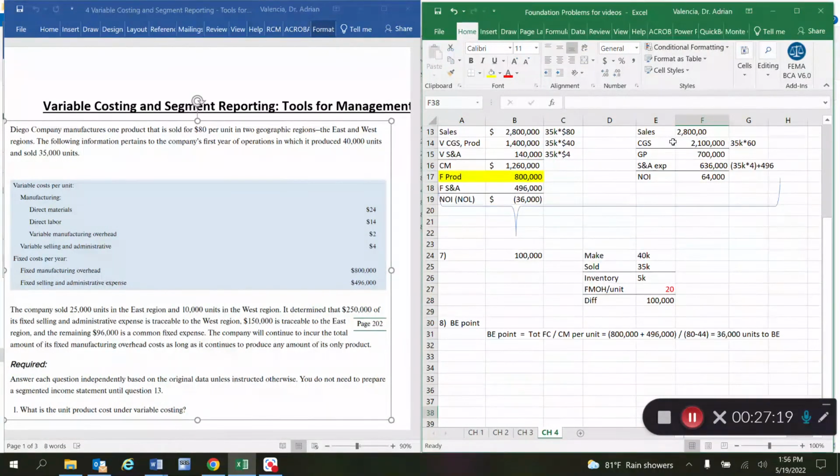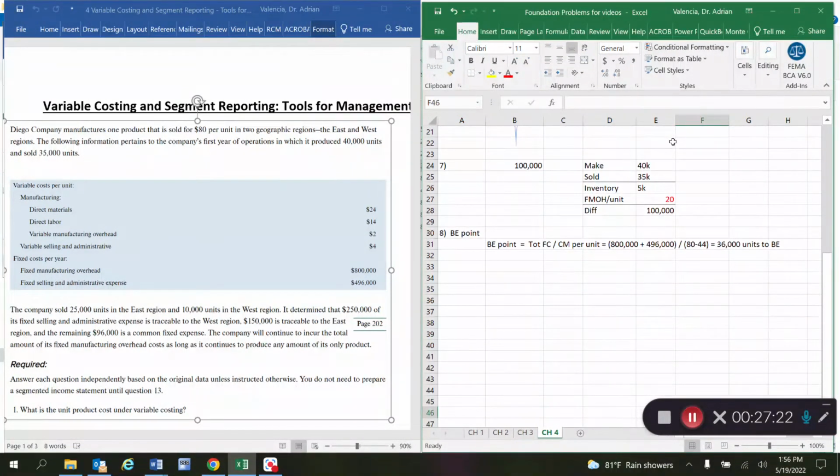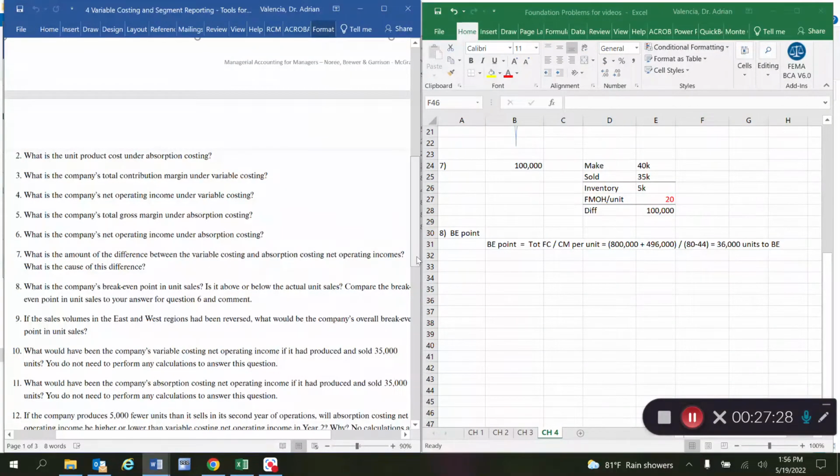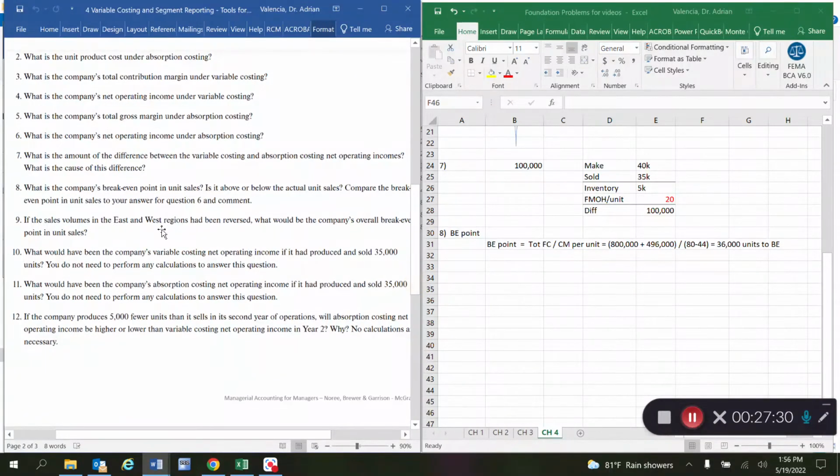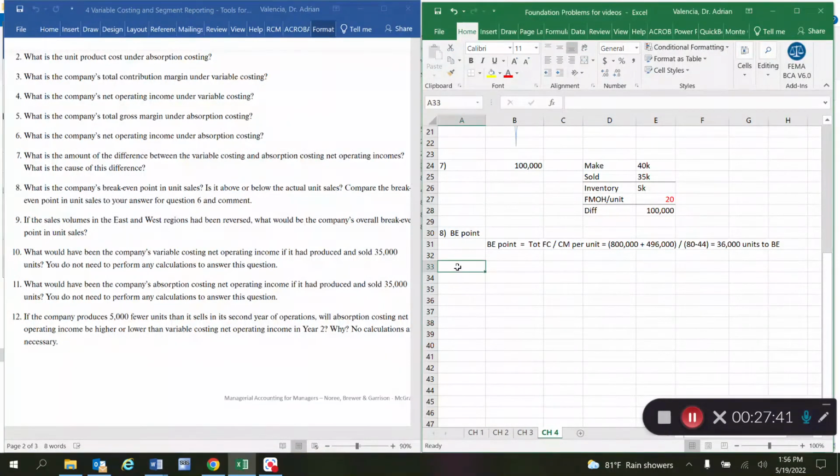All right, so now let's go to question number 9. Let's see what question number 9 says. If the sales volume in the East and the West regions had been reversed, what would be the company's overall break-even point in unit sales? Well, it really doesn't matter. And the reason it doesn't matter is because the contribution margin is the same. Since the contribution margin is the same for East and West, break-even point is not changed.